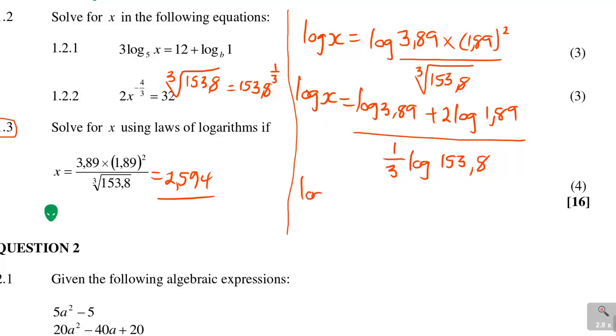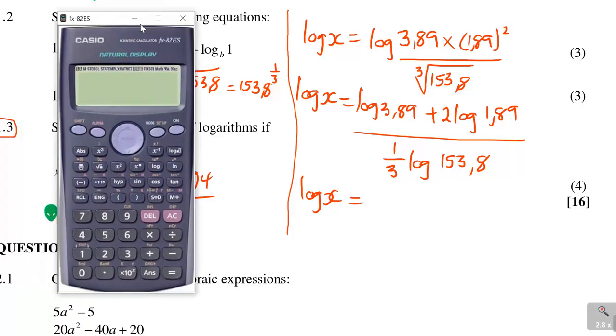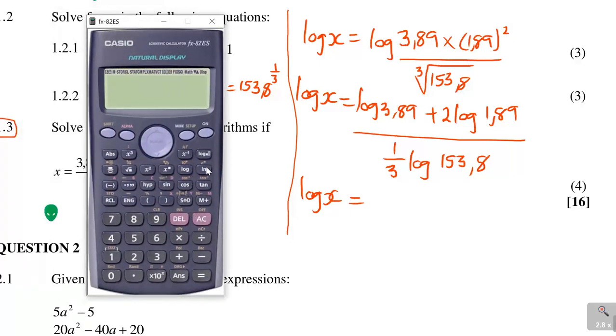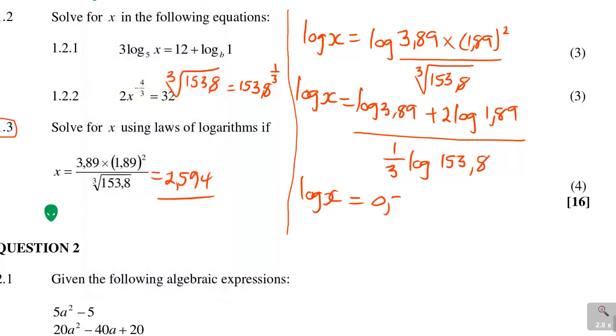Don't forget, always maintain your log x on the left hand side is equal to, now you use your calculator to find each one. So what is log 3,89? Use the normal log without the base. The assumption is base 10. So 3,89 is, let's go for 4 decimal places, 0,5899. It's better to start with 4, then give the final answer to 3 decimal places.